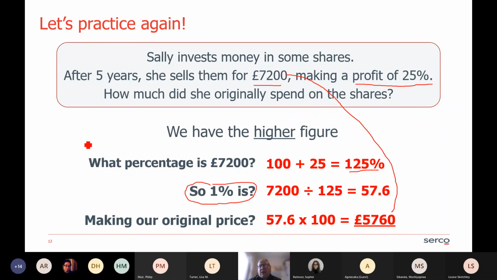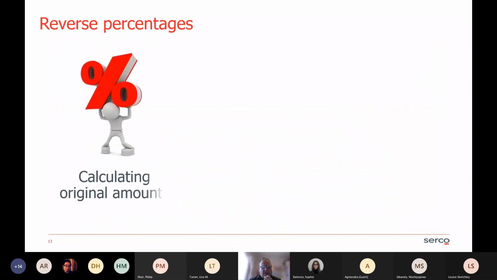And actually, if we wanted to, we can now work it out the opposite way. So we could take 5,760, work out what 25% is and add it on, and it would come to 7,200. I promise you that. But what we're doing for reverse percentage, so remember, reverse percentage is when you've got a new figure, your final figure, and you've got to calculate the original amount.